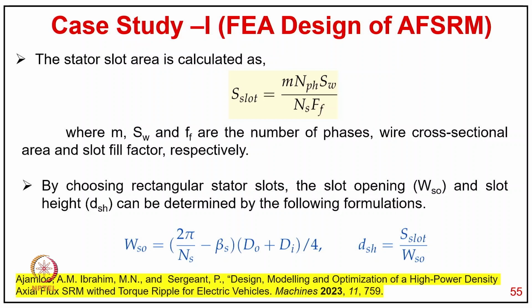So the stator slot area is calculated as S_slot equal to N_ph into S_w upon N_s upon F, where N_ph, S_w and F are the number of phases, wire cross-section area and the slot fill factor respectively. By choosing rectangular stator pole, the stator slot opening and the slot height can be determined by the following formula: W_so equal to in bracket 2 pi upon N_s minus beta_s into D_o plus D_i divided by 4, and D_sh equal to S_slot upon W_so.